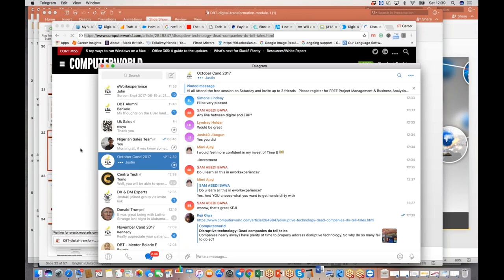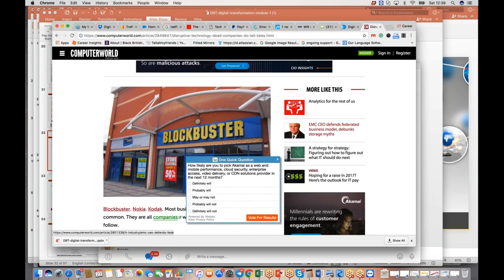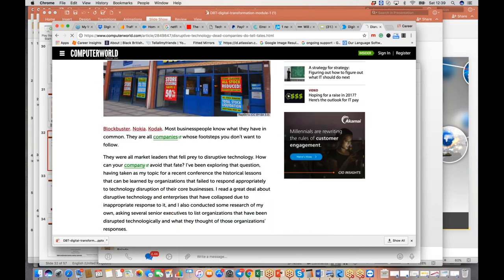So let's come over here. Blockbusters. Do you remember Blockbusters? Does anybody know any Blockbusters around the corner that is still open? Somebody will say, but why? What do they have to do with digital technology? Well, because they failed to realize it, they died. Netflix came and destroyed the market for them.